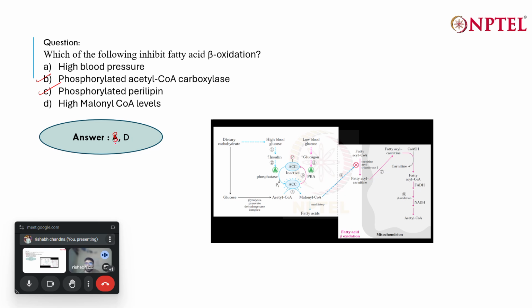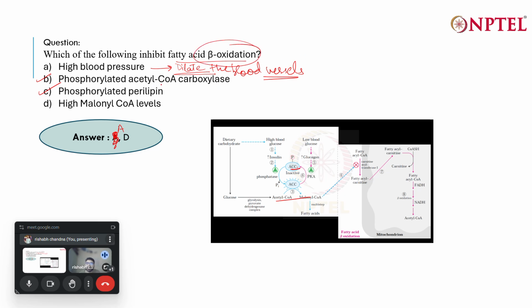Okay, so the correct answer is A and D. Rather than A, it would be B, because phosphorylated acetyl coenzyme A carboxylase actually inhibits the formation of... sorry, it would be A and D only. So high blood pressure leads to inhibition of fatty acid beta oxidation because it has to dilate the blood vessels, so that needs space. That's why beta oxidation is inhibited at that time.